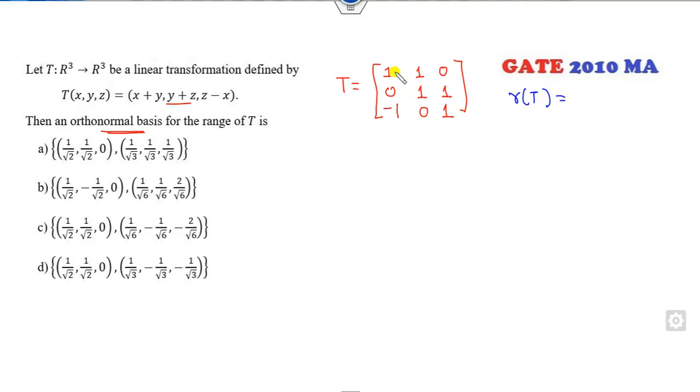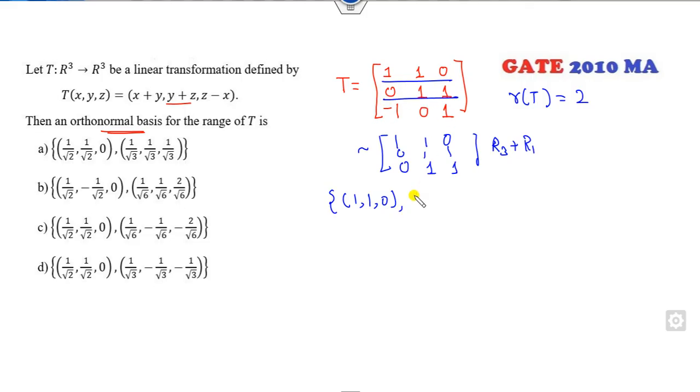You can see I can simply say 1 1 0. If I add R3 plus R1, it will be 0, 1, 1. So you can see the rank will be 2. Fine. So once the rank is 2, you have to write. Now there is no transpose given to you, so what are the elements of this? That is row wise. First element, second element. So rank is 2, all are 2 elements.